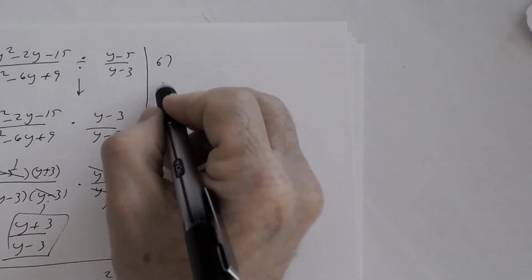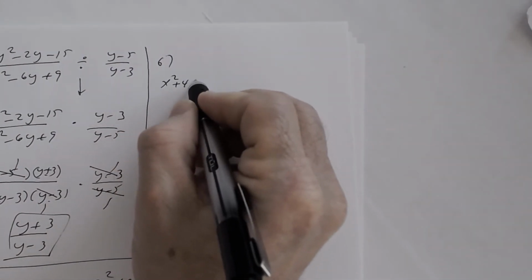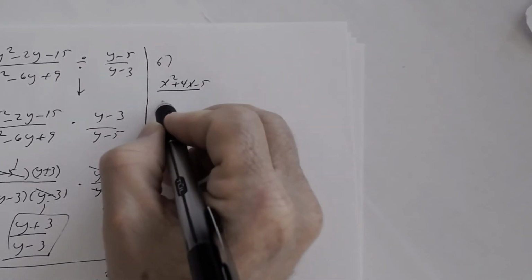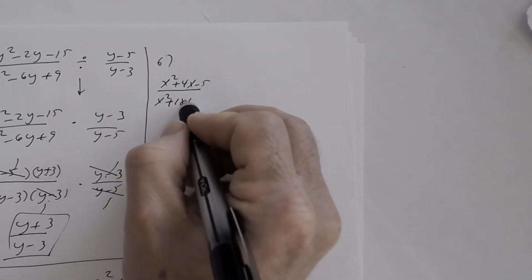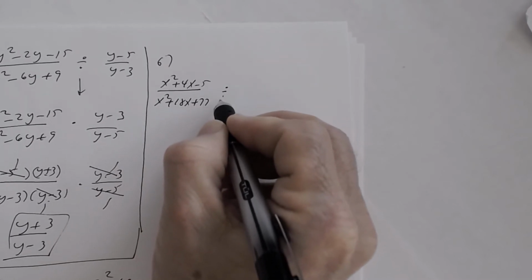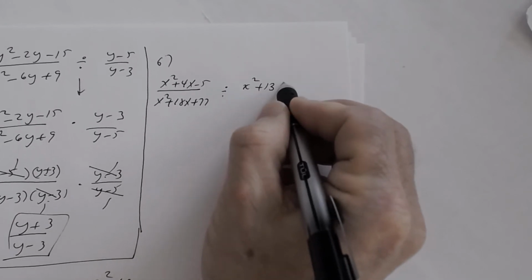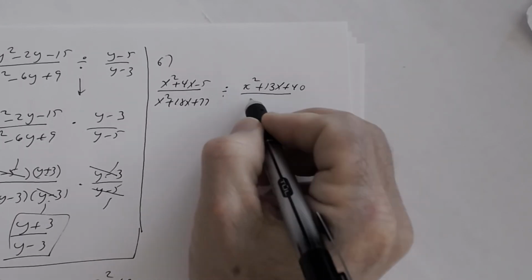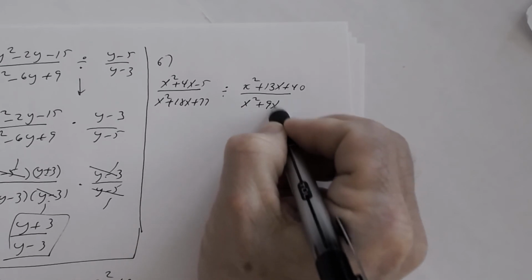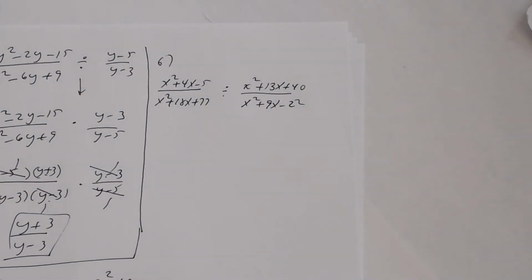So number 6, I'm going to go ahead and do number 6 right here. We have x squared plus 4x minus 5 divided by x squared plus 18x plus 77. That rational expression being divided by this one, and that is x squared plus 13x plus 40 divided by x squared plus 9x minus 22. Okay? All right, so the first thing you should always do is change your division to a multiplication problem.